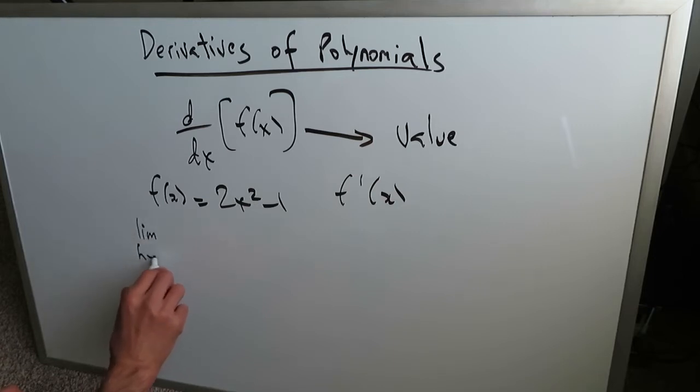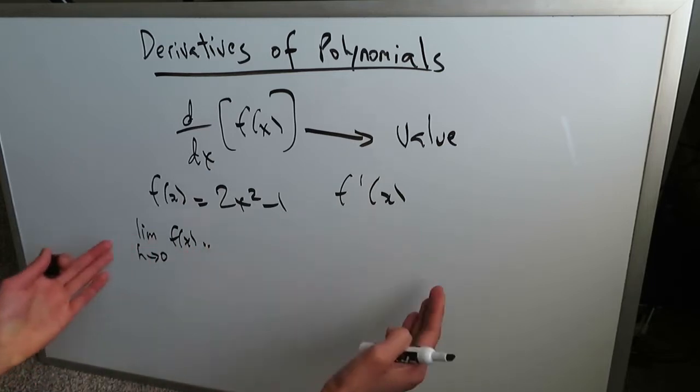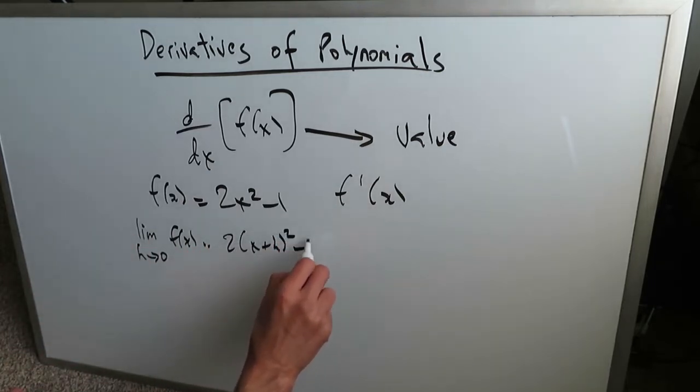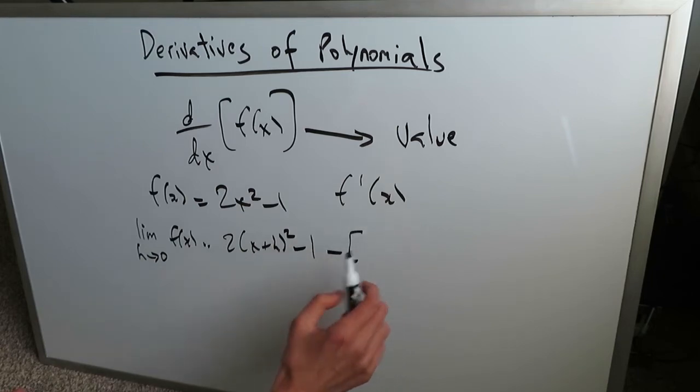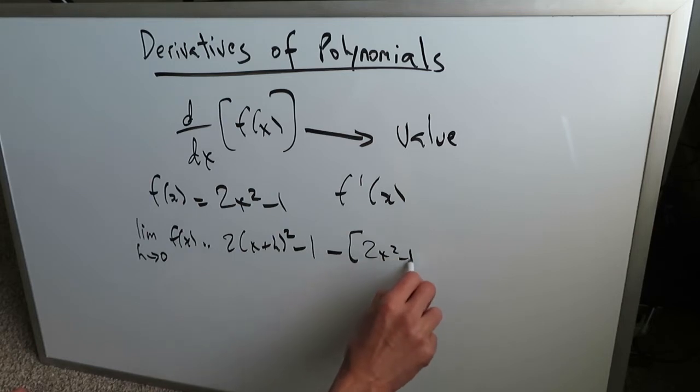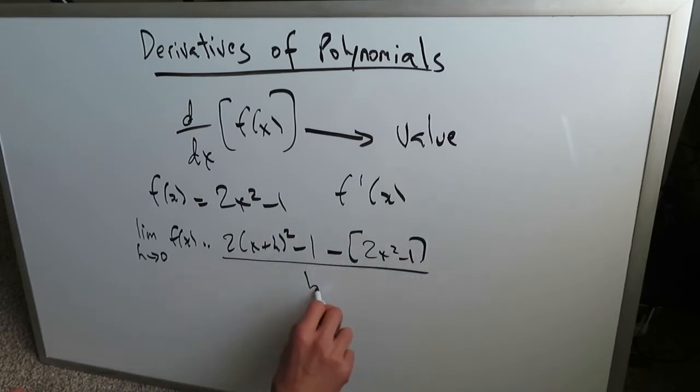Limit as h approaches 0, your function underwent the following process. You would do this: 2 times x plus h, whole squared, minus 1, minus the f of x expression, which would be just 2x squared minus 1, and you would divide this by h.